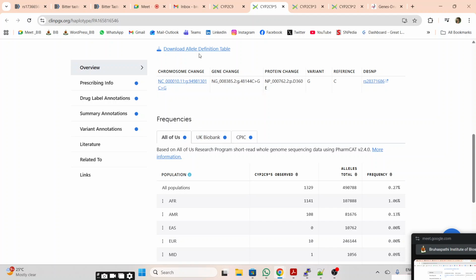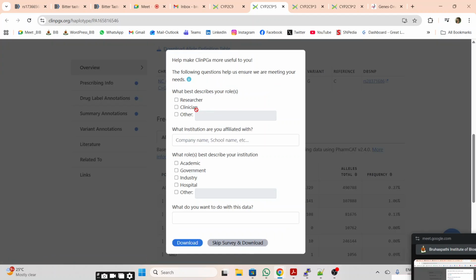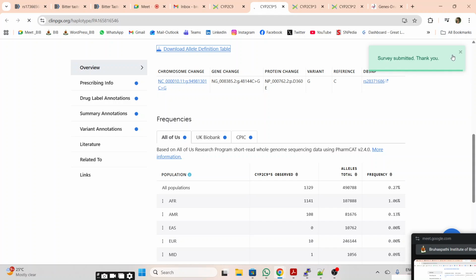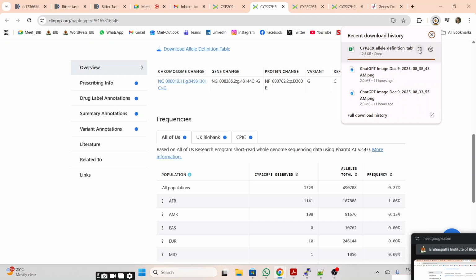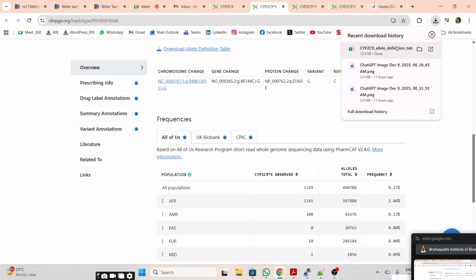This gets difficult in order to check each one, so they would have given a survey submitted. Okay, you can download all these star notations in the form of a file.